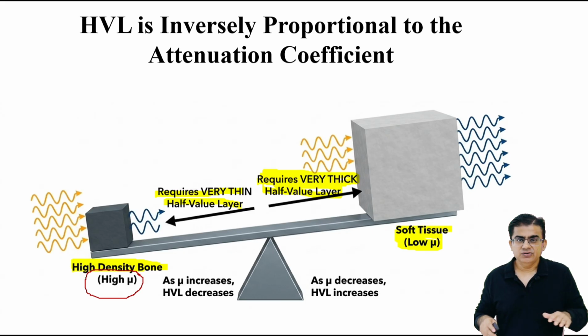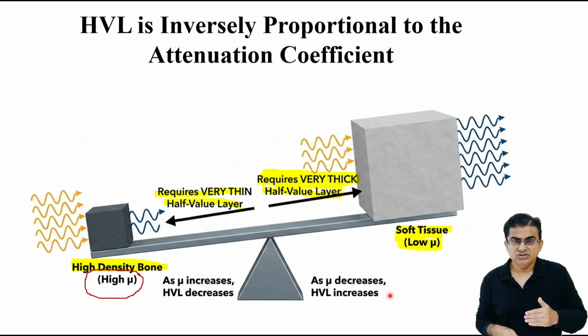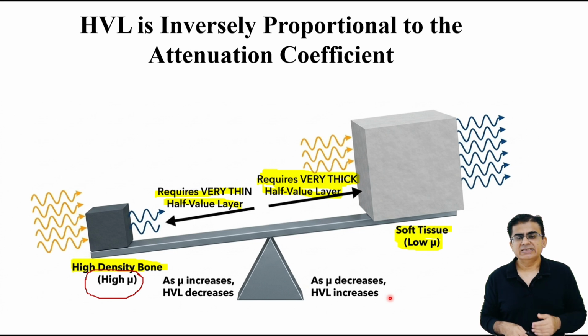This simple visual seesaw perfectly proves our mathematical formula. As the attenuation coefficient strictly increases, the HVL naturally decreases. And as the attenuation coefficient naturally decreases, the HVL strictly increases. Understanding this inverse proportional relationship is absolutely essential for your daily treatment planning.